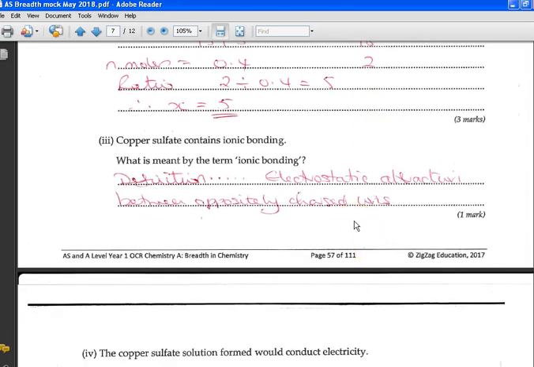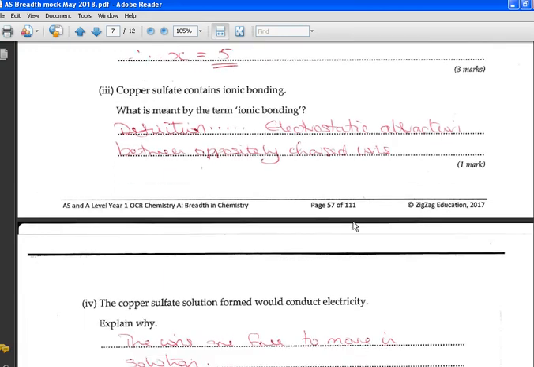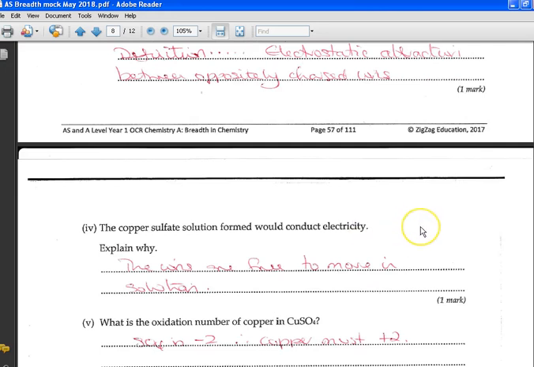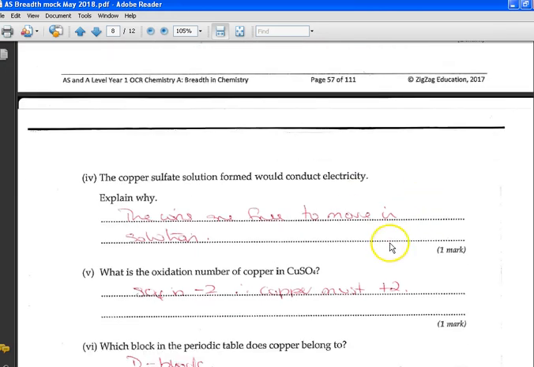Copper sulfate contains ionic bonding. This is a definition, and some of you didn't get it right, and it's really irritating because I've told you time and time again to learn these definitions right from the beginning of the year. Okay, so yeah, it's only 1 mark, but that 1 mark could be the grade that you want.